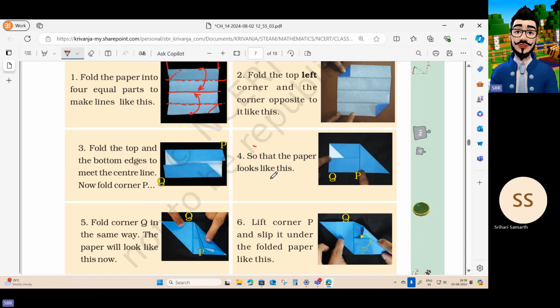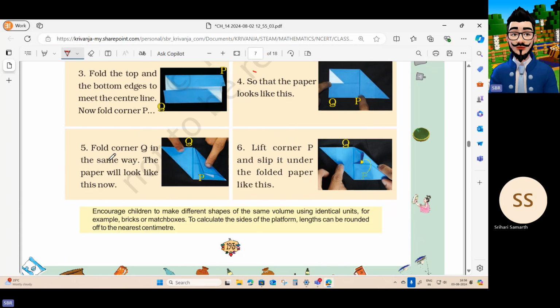Further you need to make. Again, you need to fold it somewhere. Okay? Yes. Again, read it. Fold corner Q in the same way. The paper will look like this now.